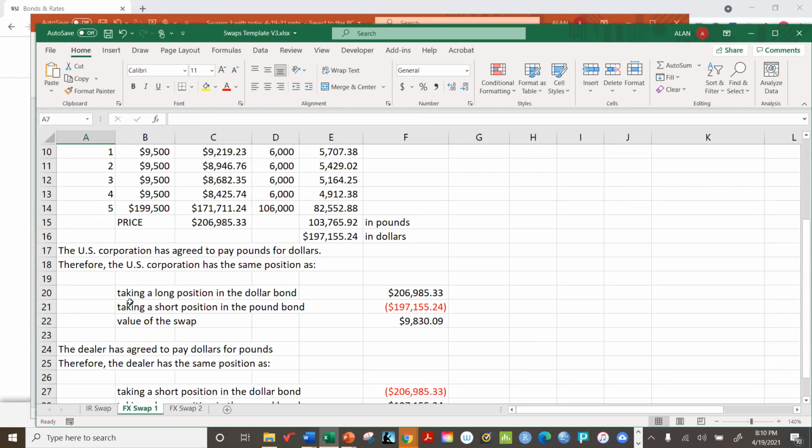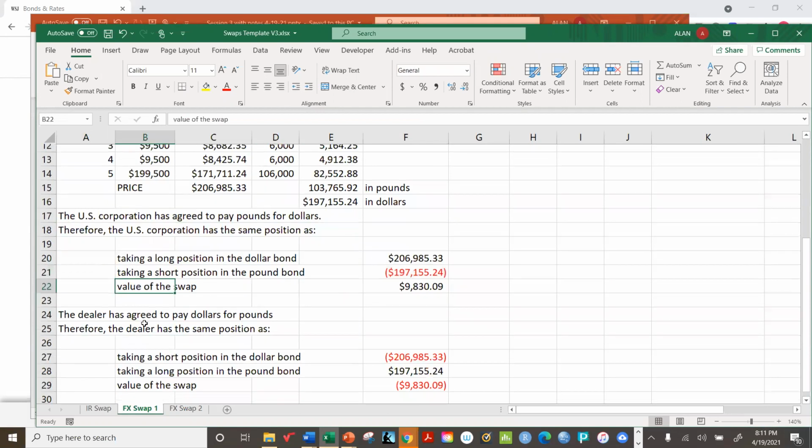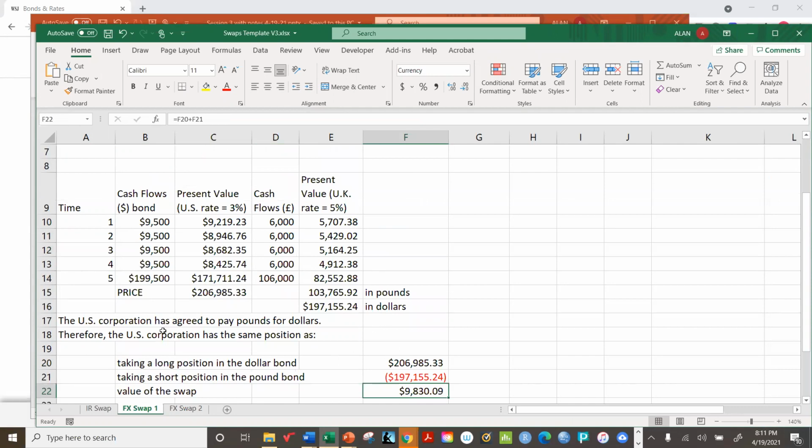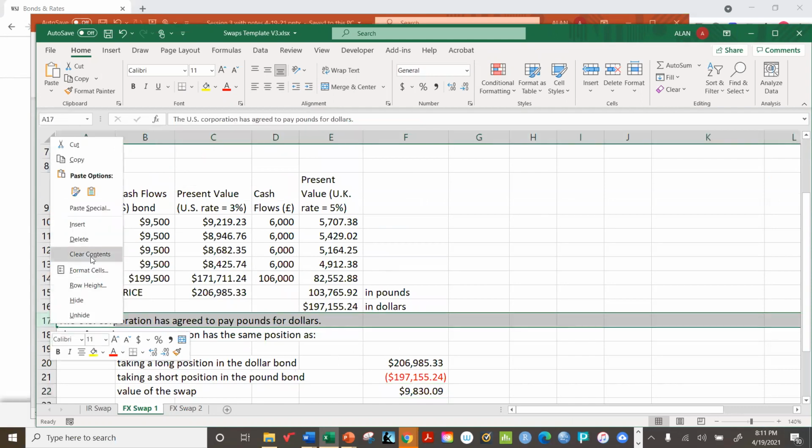The U.S. corporation has the same position as if they bought a dollar bond and they financed it by selling a pound bond. And so the difference between these two represents the value of the swap to the U.S. corporation. The dealer has the opposite position, and so they are in the equivalent position of owning the pound bond and being short the dollar bond. And so therefore the value of the swap is just the opposite. In other words, it's negative instead of positive. But how did we come up with the prices of these two bonds in the first place?